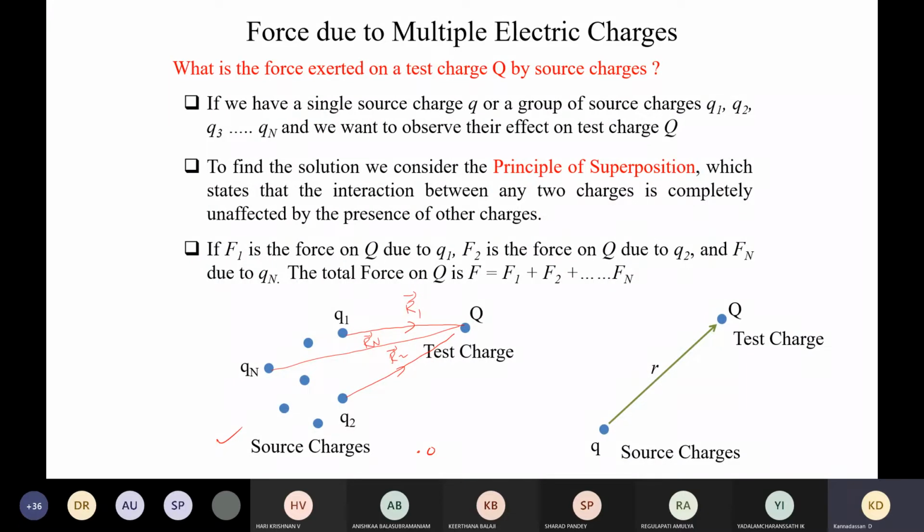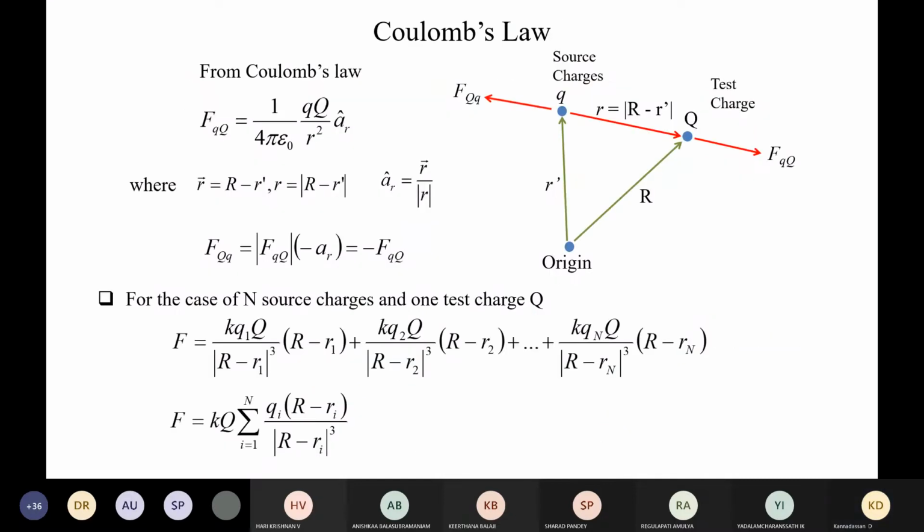Since they are all vectorially adding each other, we can't say that it will go in the same direction as a particular charge. It obviously tends to change with respect to the distribution of the source charges. So this is the vectorial form of Coulomb's law.